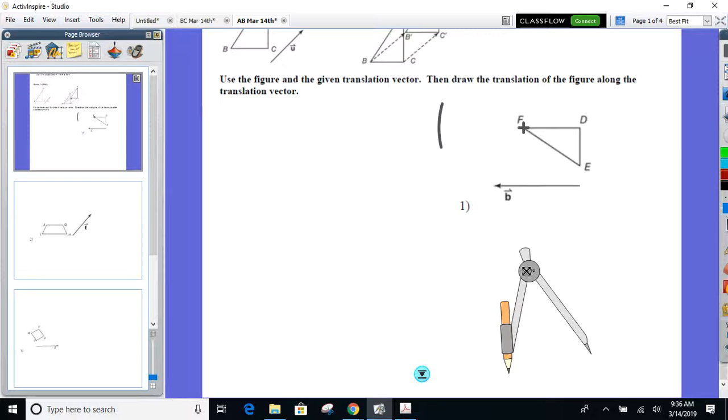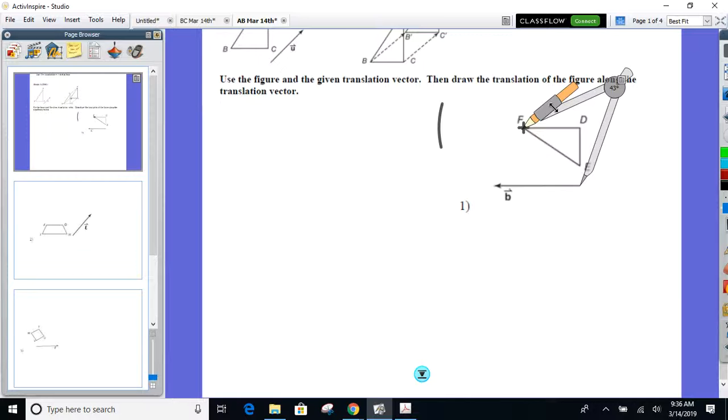Everyone good so far? Now go back to your vector. Put the end of your compass on the start of the vector. And put the pencil point now on the point you're going to translate, so F. So you're measuring that distance right now, from the beginning of the vector to F. This is going to make sure we go in the right direction now. Everyone good? I'm going to go slow here because this is brand new.